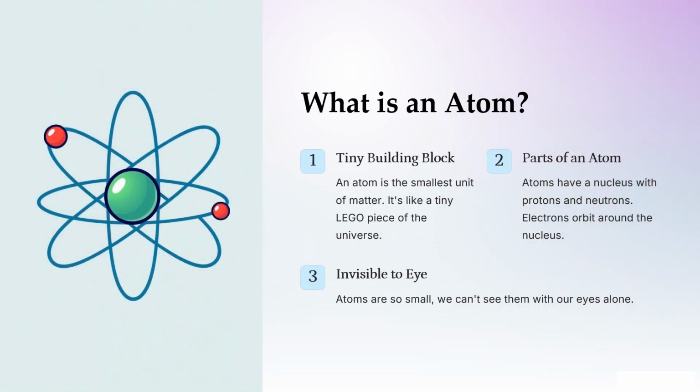What is an atom? An atom is the smallest unit of an element. It is like a tiny Lego piece of the universe. Parts of an atom. Atoms have a nucleus with protons and neutrons. Electrons orbit around the nucleus. Atoms are invisible to the eye. They are so small that we cannot see them with our naked eyes.